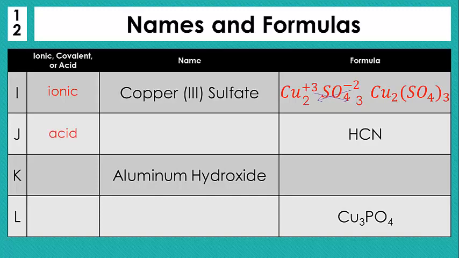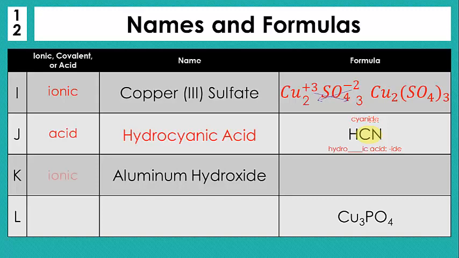Next one is going to be an acid. I know that because it starts with hydrogen. So whenever you're naming an acid from the formula, you have to look at the thing that isn't hydrogen. So in this case, we have cyanide. An ending of IDE corresponds to hydro-blank-ic acid. So we're going to get hydrocyanic acid.